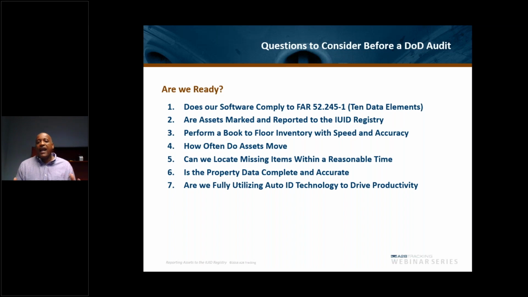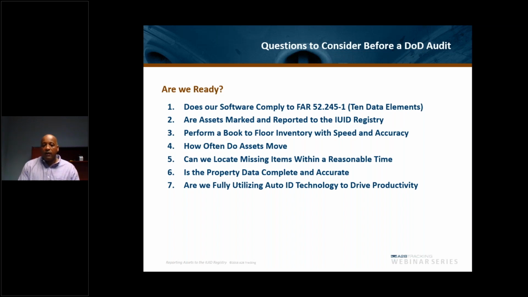So there are things that you need to ask yourself when you see what's going on in regards to the money being spent on the audits and some of the chatter that's coming out. But first and foremost, you need to be assured, or at least know in your mind, that you are complying with your clauses. The most important clause for most property managers is FAR 52.245-1. And within that, there are 10 data elements.